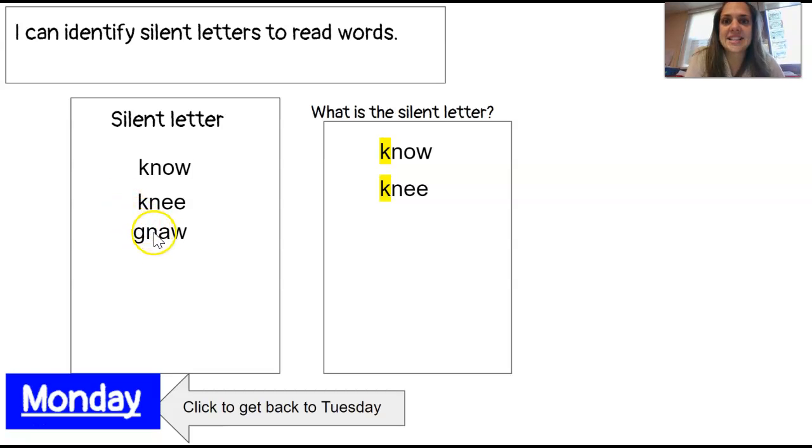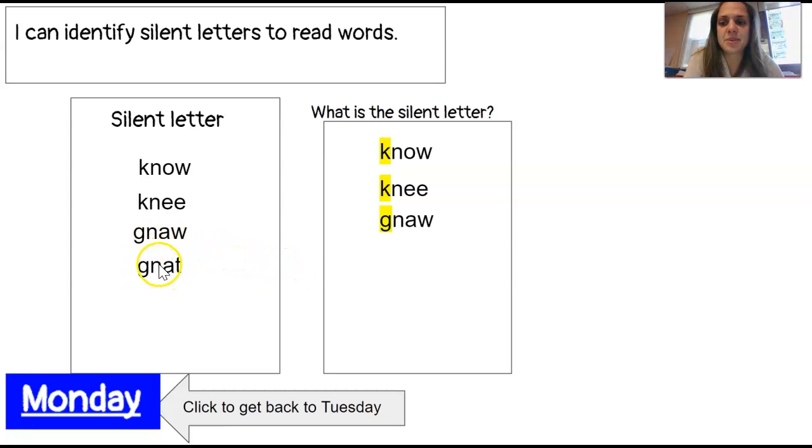Let's make the N silent. Gaw. That doesn't really sound right. Let's make it so the G is silent. Gnaw. I've heard gnaw before. I like to gnaw on a pencil when I'm nervous. So what is the silent letter? G. Gnaw. Let's look at our next word.